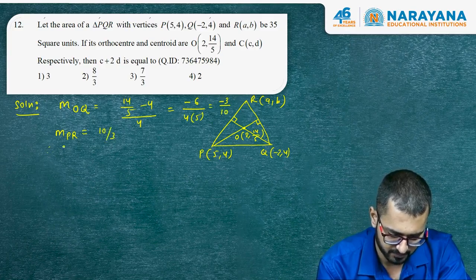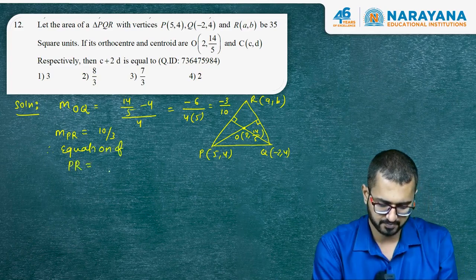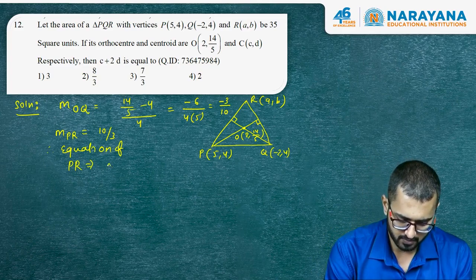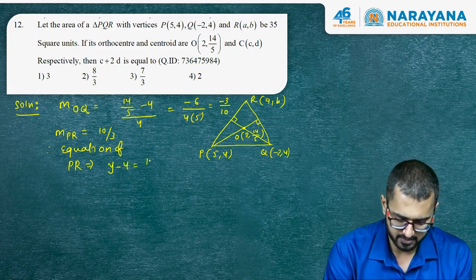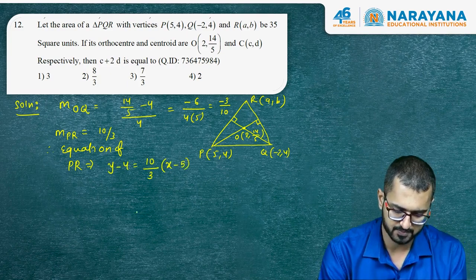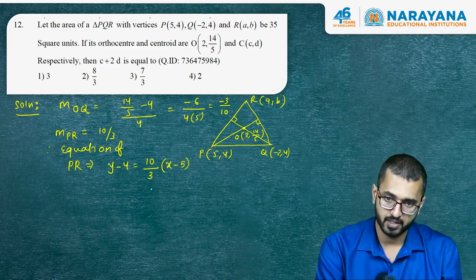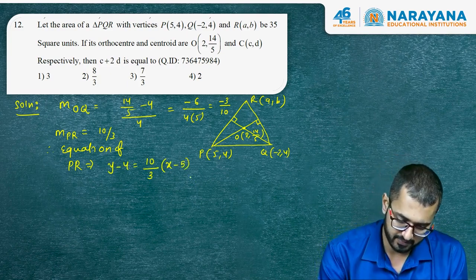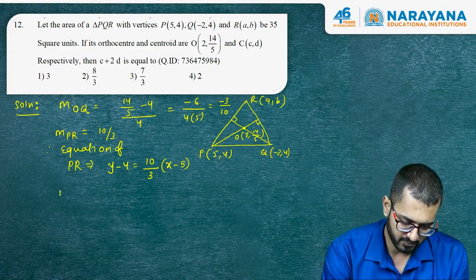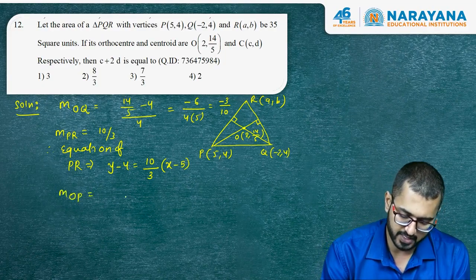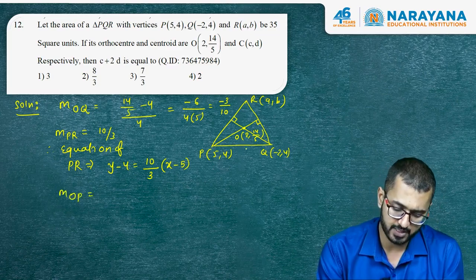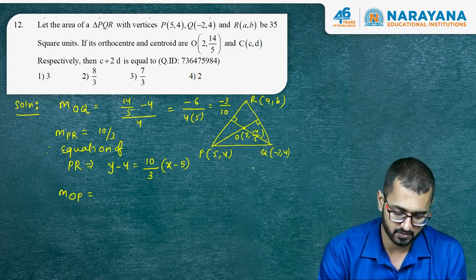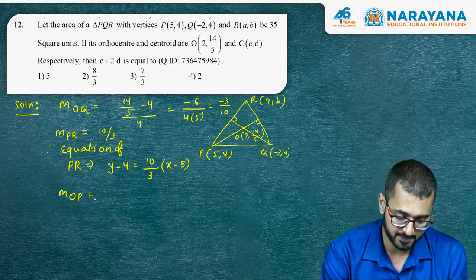Therefore, the equation of PR will become y minus y1 is equal to m into x minus x1. So yes, we got the equation of PR. Now the same logic we will apply to find the slope of OP. So slope of OP is required. Once we get the slope of OP, that means I can get the slope of QR. So yes, let's find the slope of OP.